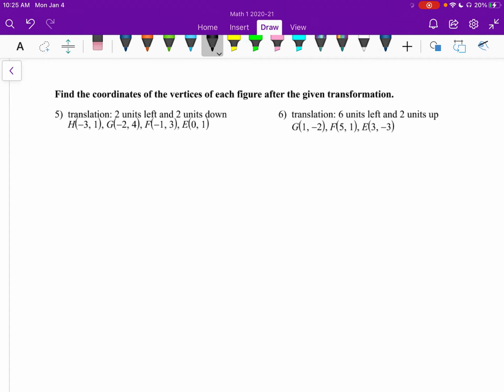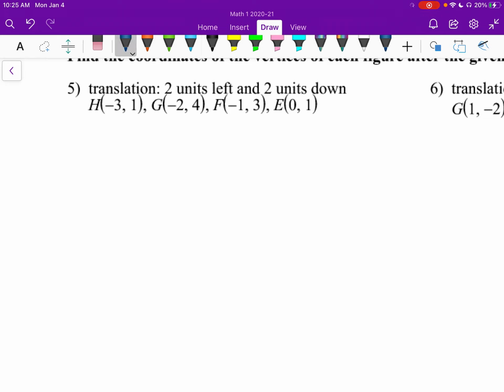So what I like to do whenever I have these is I first write my little formula point. 2 left and 2 down means that x is going to go left 2, so -2. And then y is going to go down 2, so -2 again.